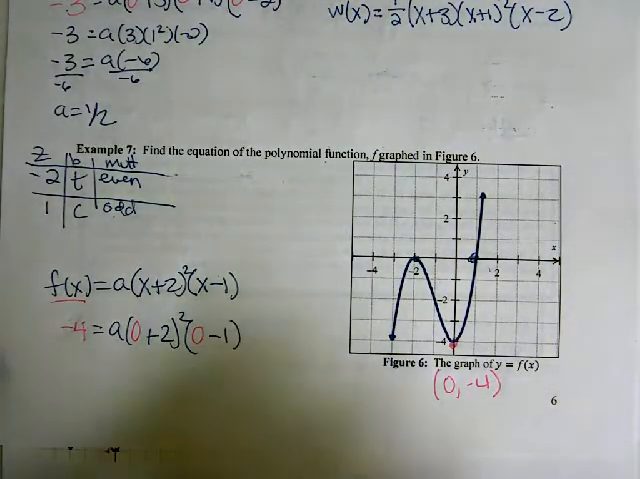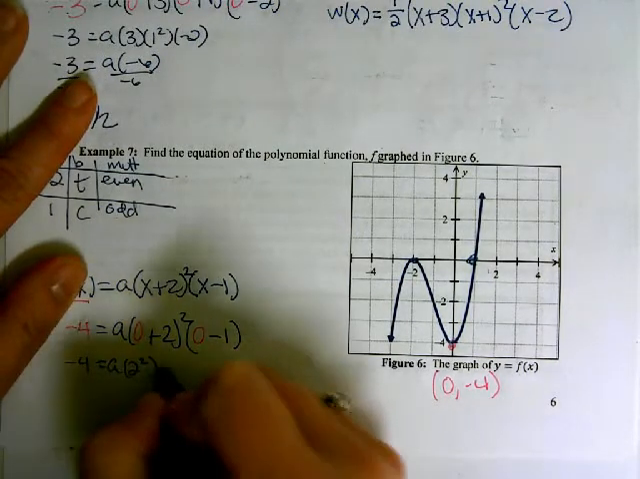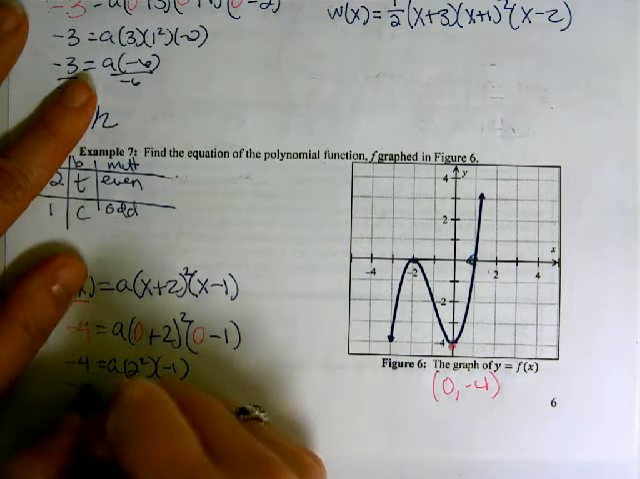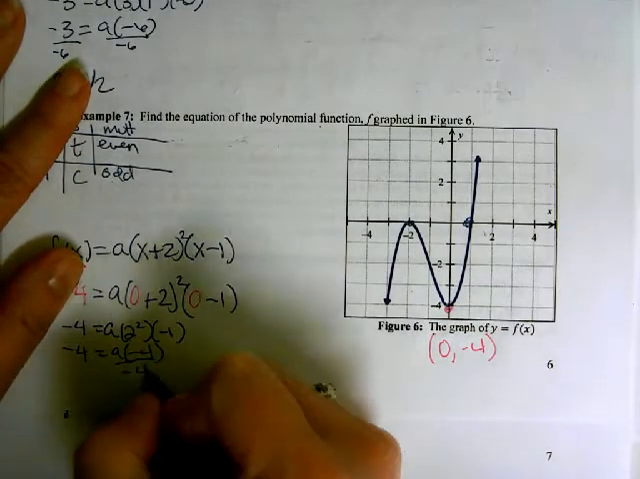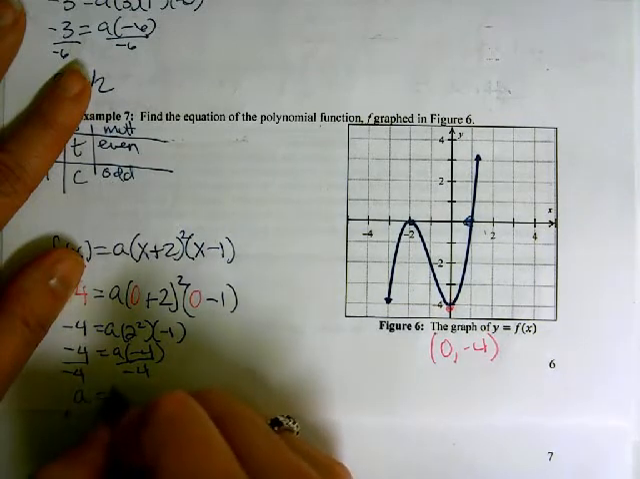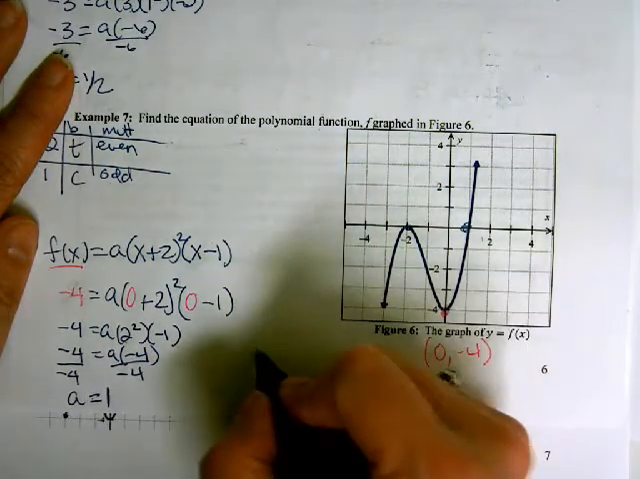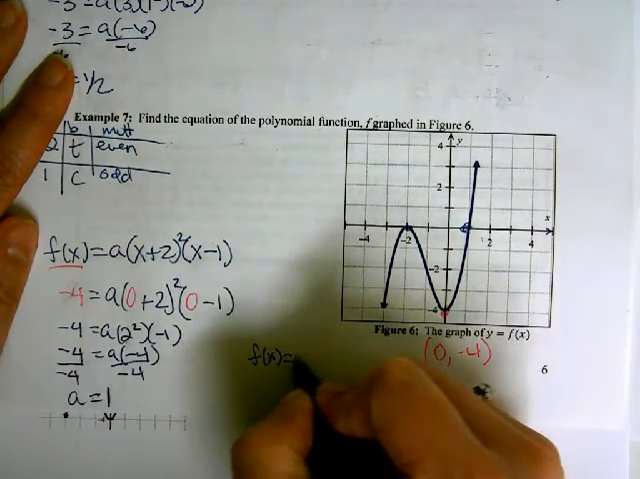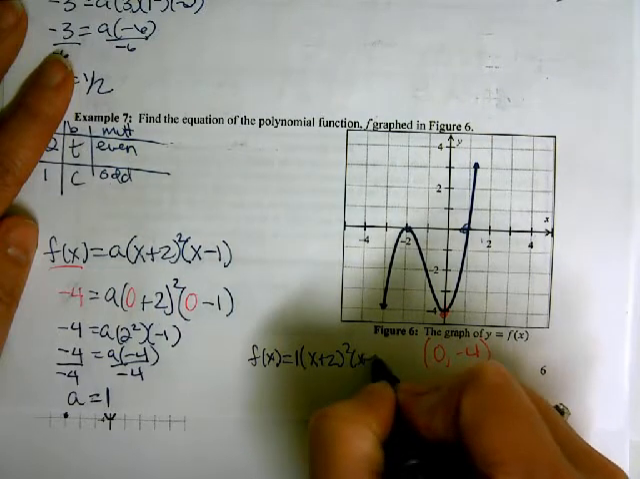And then you solve. You have negative 4 equals a times 2 squared times negative 1. Negative 4 equals a. 2 squared is 4 times negative 1 is negative 4. Divide both sides by negative 4 to get a by itself. And you get that a equals 1. So if I were to actually write this out, it would be f of x equals 1 times x plus 2 squared x minus 1.